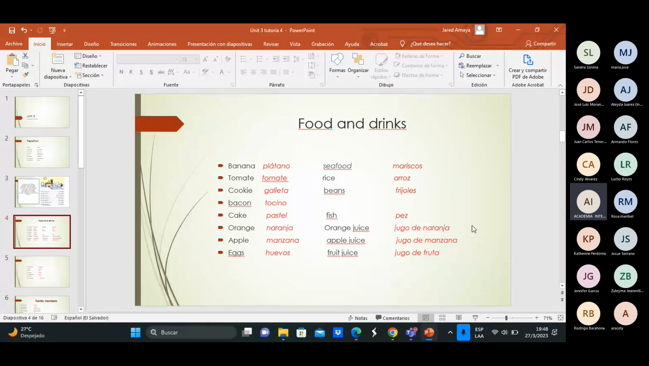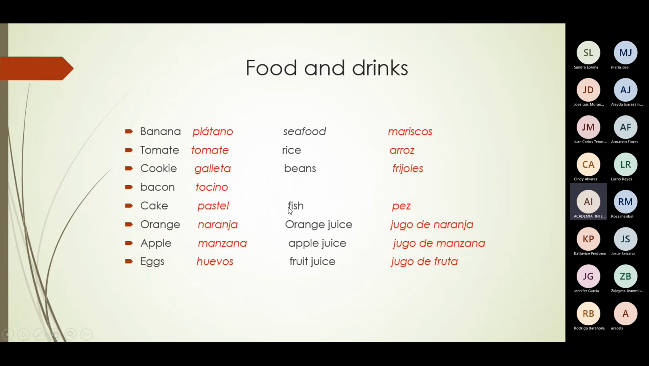First of all, we are going to talk about food and drinks, how to pronounce some of these words. Cómo pronunciar algunas de estas palabras. Por ejemplo, banana, tomato, cookie, bacon, cake, orange, apple, eggs, seafood, que significa mariscos, rice, beans, fish, orange juice. Para decir jugo de naranja, no lo decimos juice, sino juice. ¿Ustedes pueden repetirlo? Juice, orange juice, apple juice, and fruit juice. Siempre que nos vamos a referir a un jugo, primero decimos de qué es. Por ejemplo, de manzana, apple juice. De naranja, orange juice. ¿Ok? De, ¿cómo se llama esta fruta?